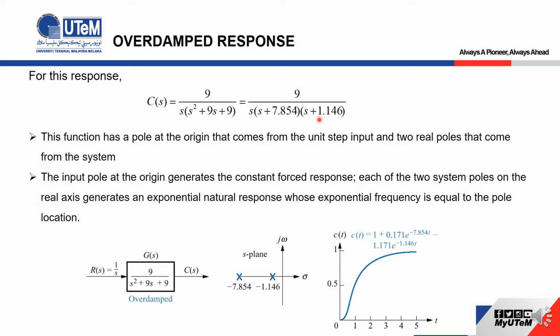The input pole, this 1 over s at the origin, generates the constant forced response. And these two poles on the real axis generate an exponential natural response whose exponential frequency is equal to the pole location. That's why we get the result like this. This component reflects the input 1 over s that we inject into the system, and this component refers to the location of this pole.